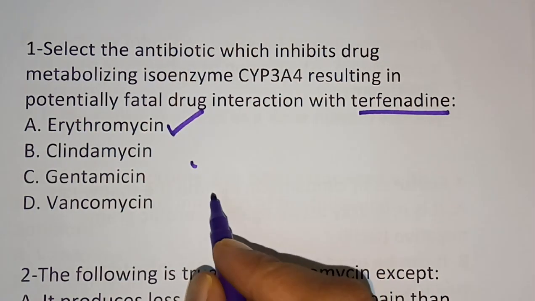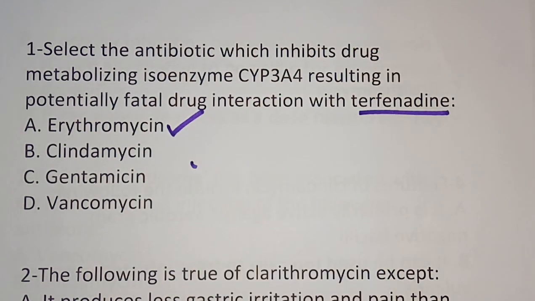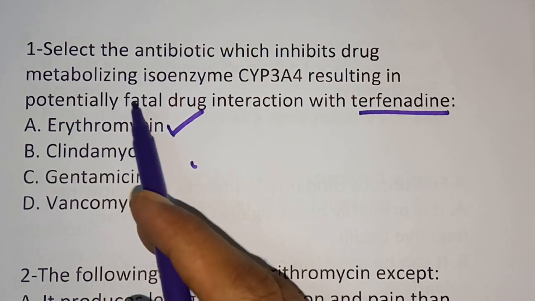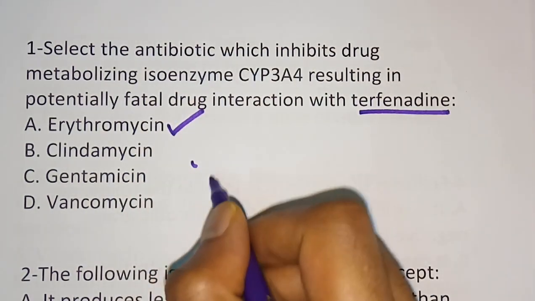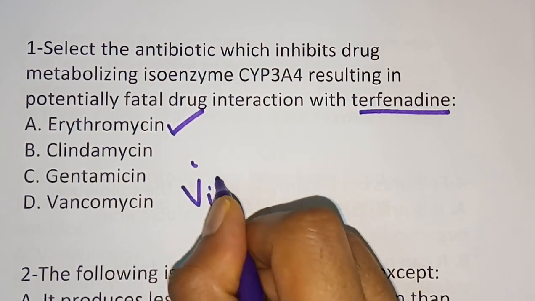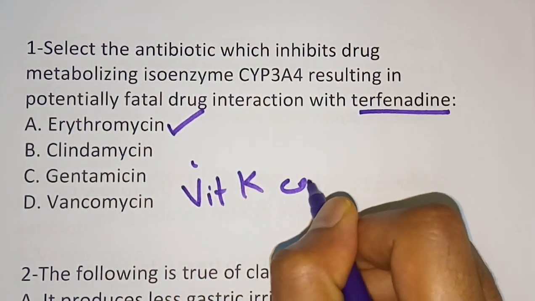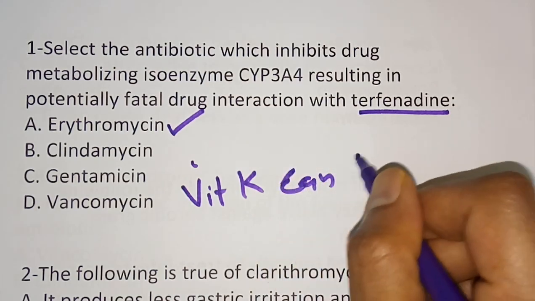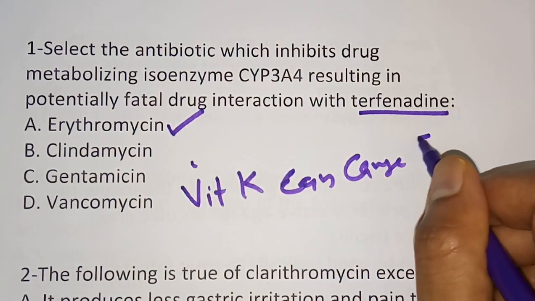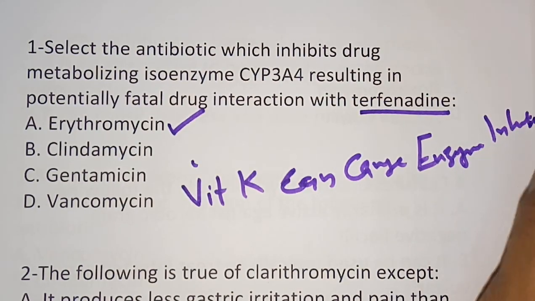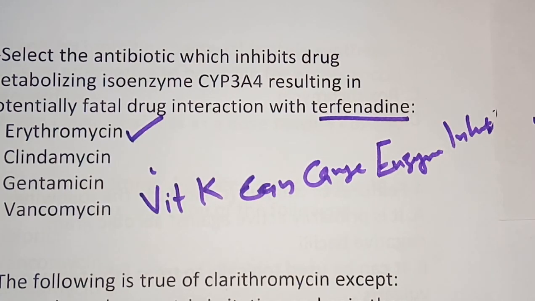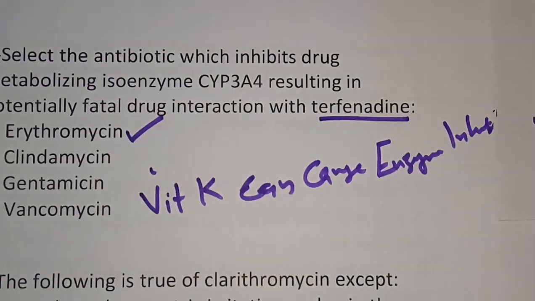Also, one idea for remembering the names of the drugs which inhibit the metabolizing enzymes. It was "Vitamin K can cause enzyme inhibition." That was the code. I think you remember that one from general pharmacology.